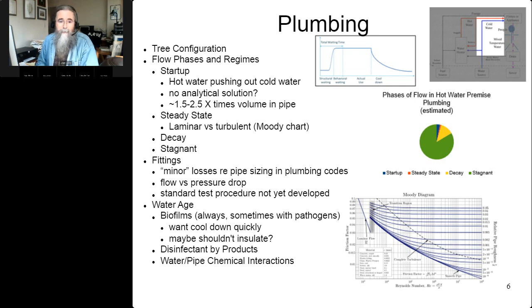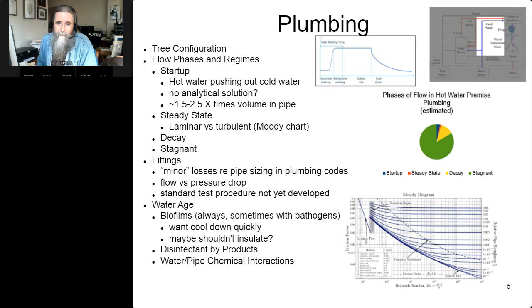That pie chart is my guess at the amount of time that the water in the hot water pipes is in the various phases. By far the most common phase is stagnant, nothing's happening. And the steady state is surprisingly uncommon too. Mostly it's startup and then decay.